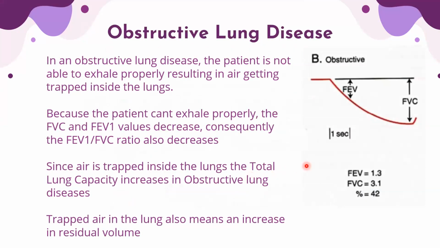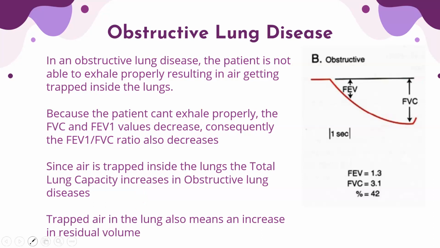One other thing is that now, because the air is being trapped inside the lung and the person can't exhale the air, the total lung capacity is going to increase. Why is that? Because now you have more air trapped inside the lung. So you're starting off each inhalation with more air, because in the previous cycle, the air wasn't exhaled. It's still trapped inside the lung. So total lung capacity increases.